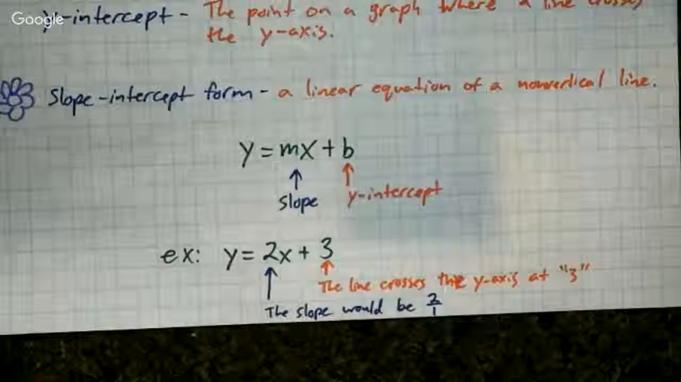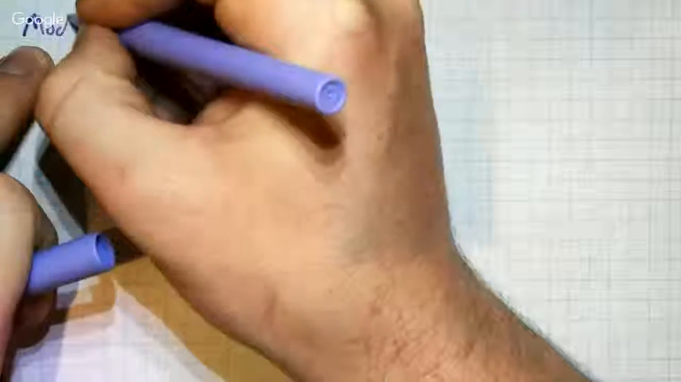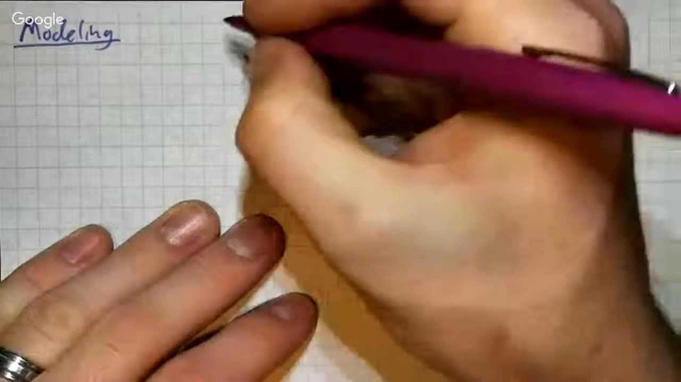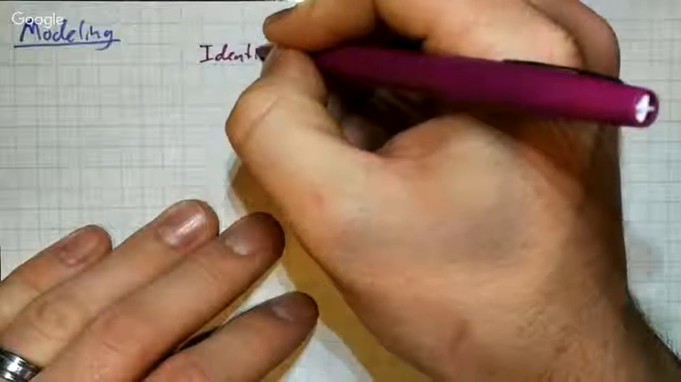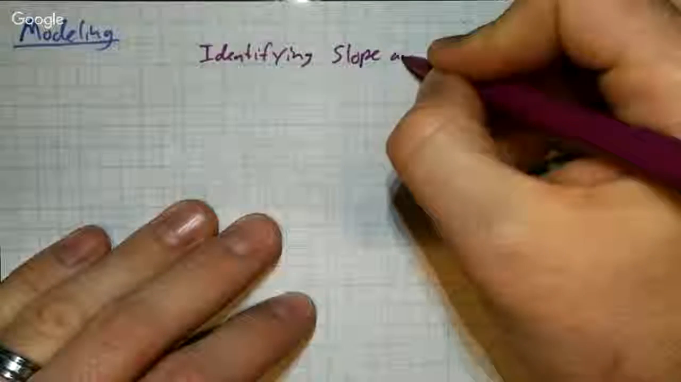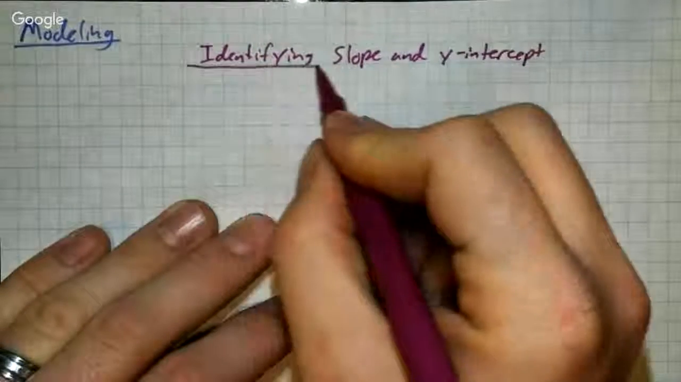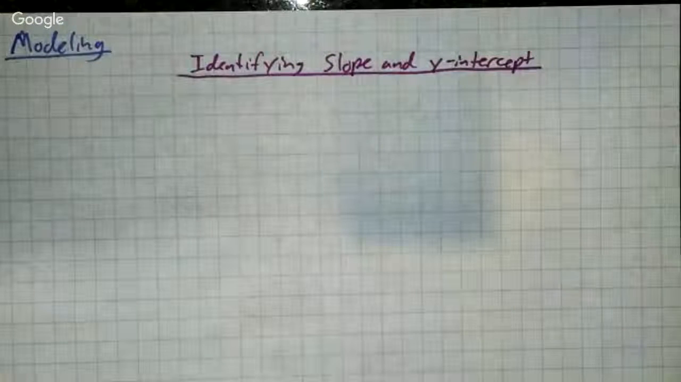So those are the two pieces of information we need to then create a graph. So I'm going to switch onto a brand new piece of paper, and we're going to get into some modeling. All right, let's take a look at our modeling for today. There's quite a few different examples we're going to go over. Let's figure out what the first thing we're going to be doing is, which is identifying slope and y-intercept. So just identifying.